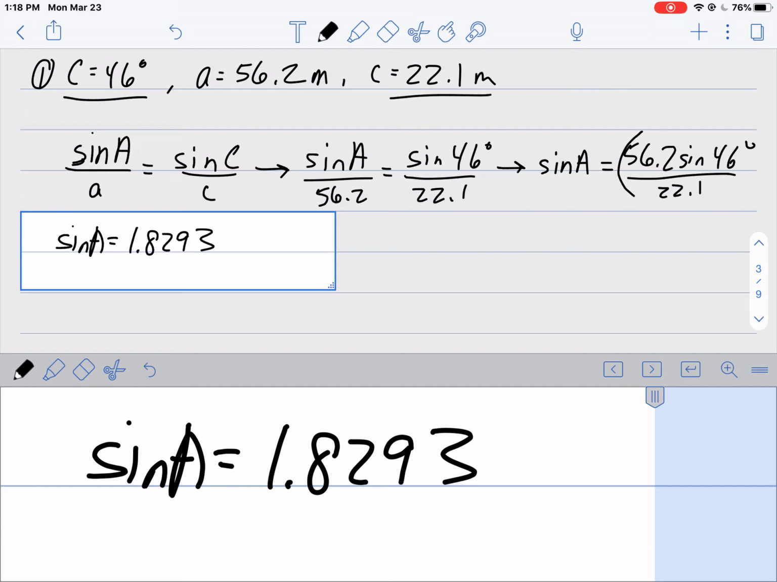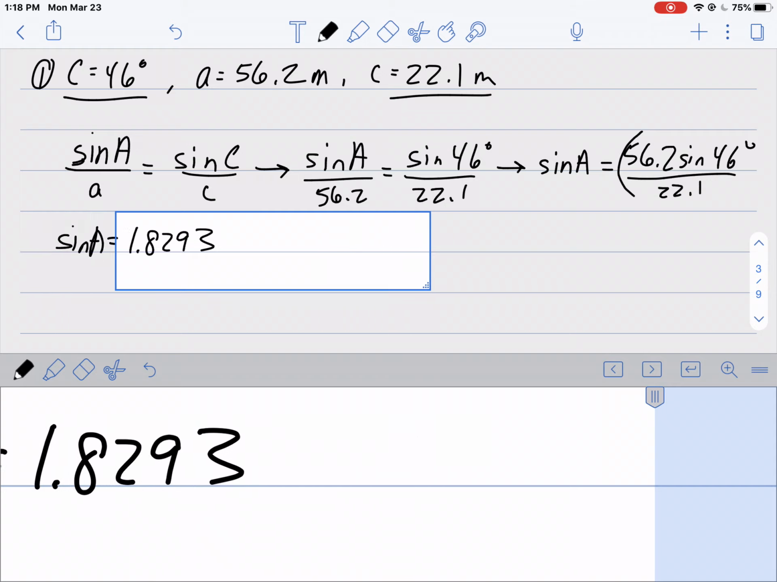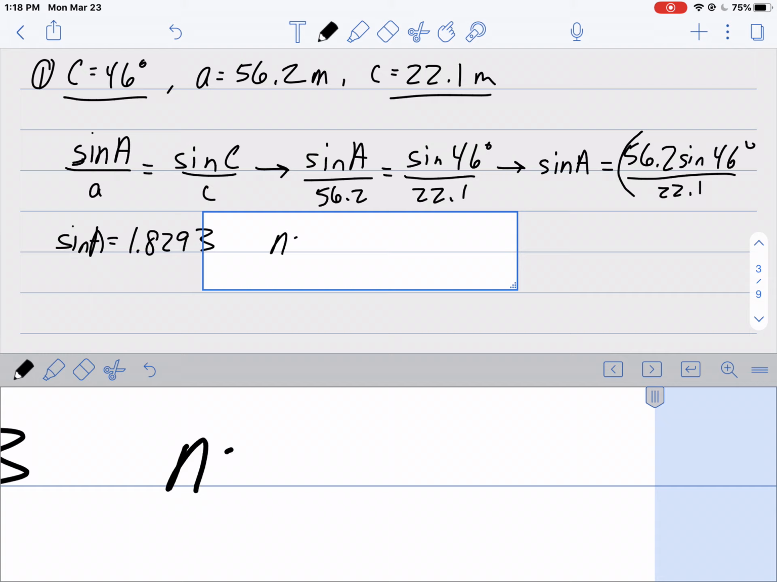I prefer to do it this way because look at our sine value. Right? We've seen this happen. We've discussed this many times. The range of our sine function is what? Negative 1 to 1. That's a value that's not in the range of our sine function. So if I'm looking for an angle A whose sine is 1.8293, guess what? There is none. Right? And if there's no angle that has that sine value, then this triangle has no solution.